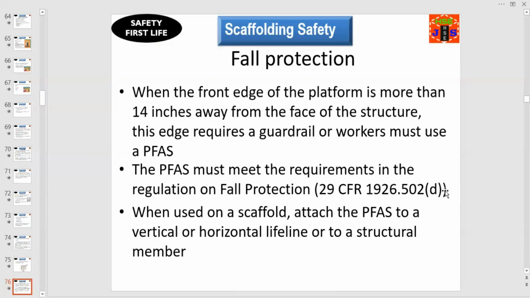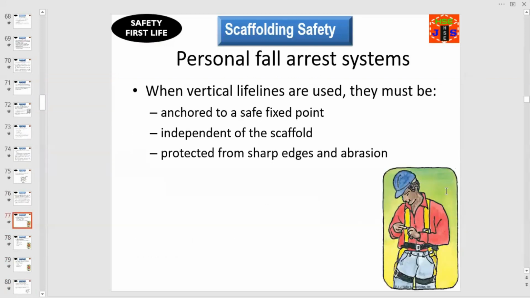Reference 29 CFR 1926.502(d). When used on a scaffold, attach the PFAS, personal fall arrest system, to a vertical or horizontal lifeline or to a structural member. When vertical lifelines are used, they must be anchored to a safe fixed point. They must be independent of the scaffold, and they must be protected from sharp edges and abrasion.